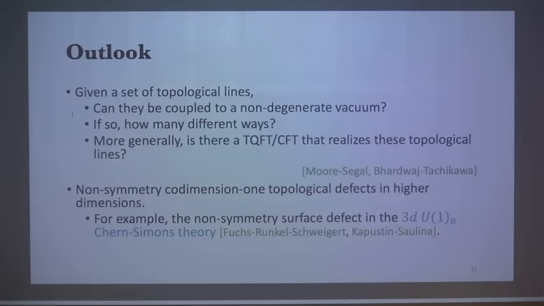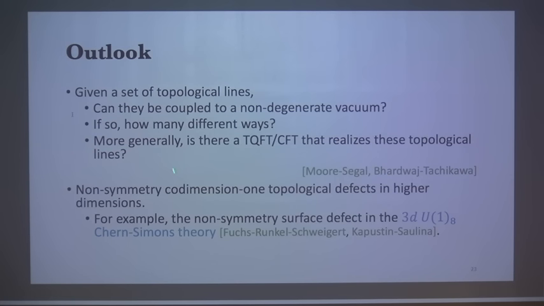And here are a few outlook points. Given this more generalized picture for the topological line, it's natural to ask, if I hand you a set of topological lines that obey the consistent fusion relation and crossing relation, can they always be coupled to a non-degenerate vacuum? In the symmetry case, that would be analogous to saying something is anomaly-free. If they can be coupled to a non-degenerate vacuum, how many different ways? In the symmetry case, that would correspond to classifying the SPT phases, the bosonic SPT phases, which in 2 dimensions is given by the projective representation in the case of finite groups.